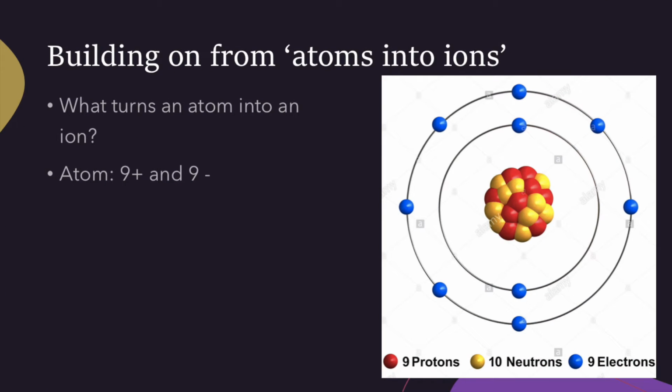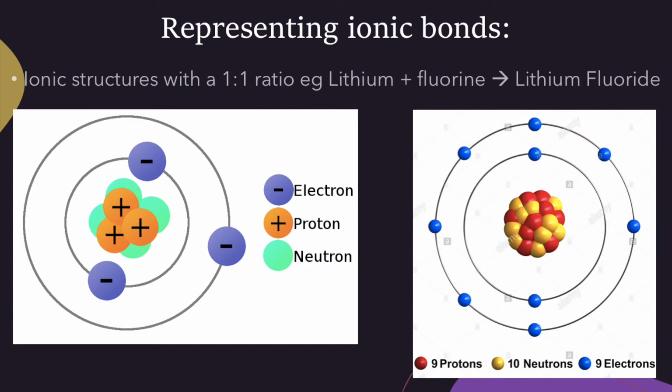Here is a fluorine atom. This can become negatively charged if it gains an additional electron. Here you can see that the negative charge from the electrons has outweighed the positive charge from the protons. So now we're going to look at how we can use that idea to consider how ionic bonds will form.